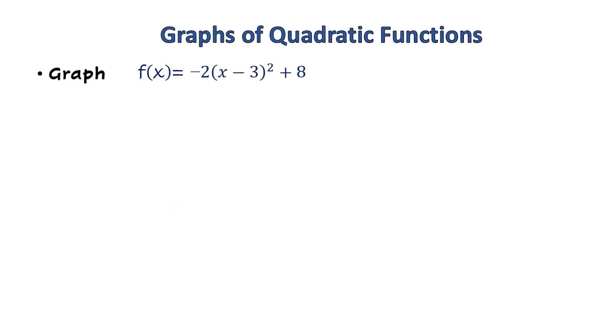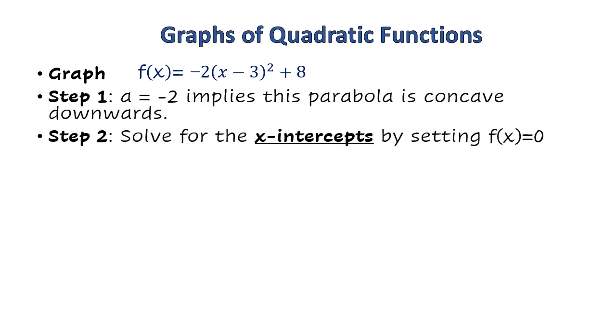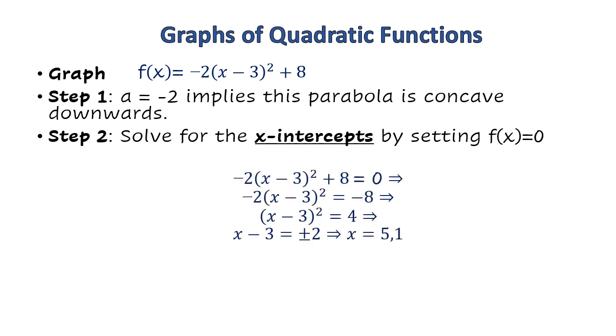So let's take the first example. We have f of x equals -2 times (x minus 3) squared plus 8. So first, a is -2. It means the parabola is concave downward. The x-intercepts are 1 and 5.